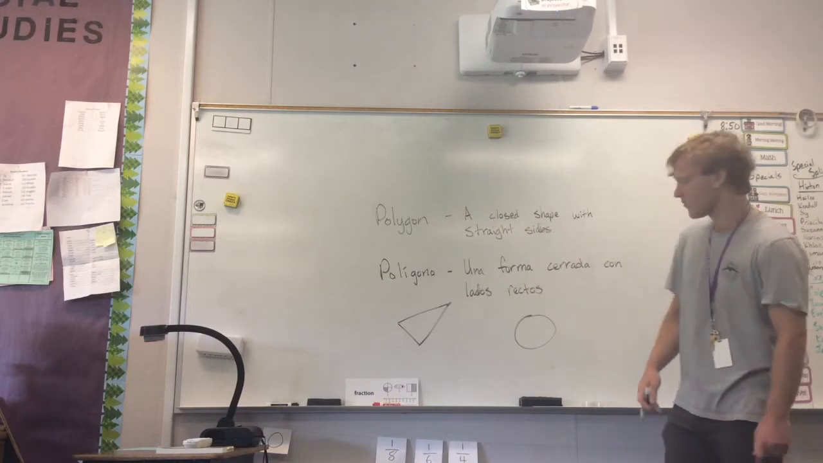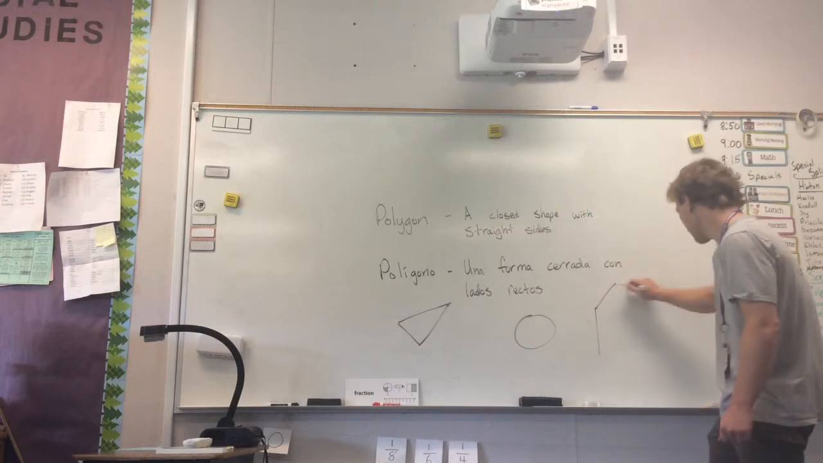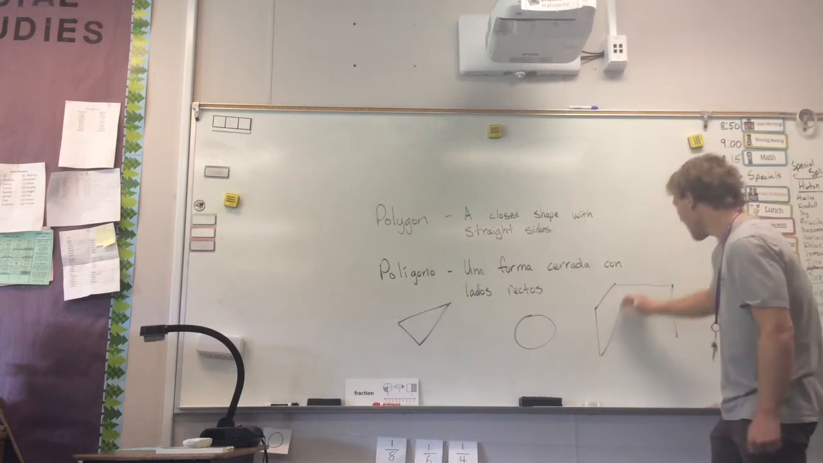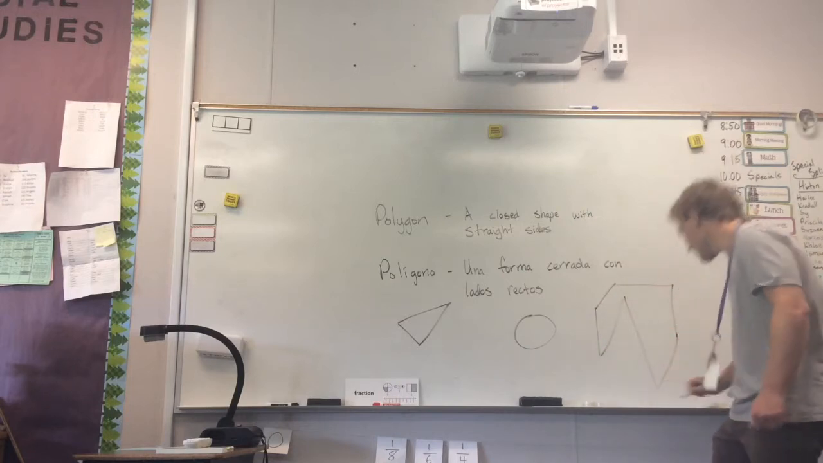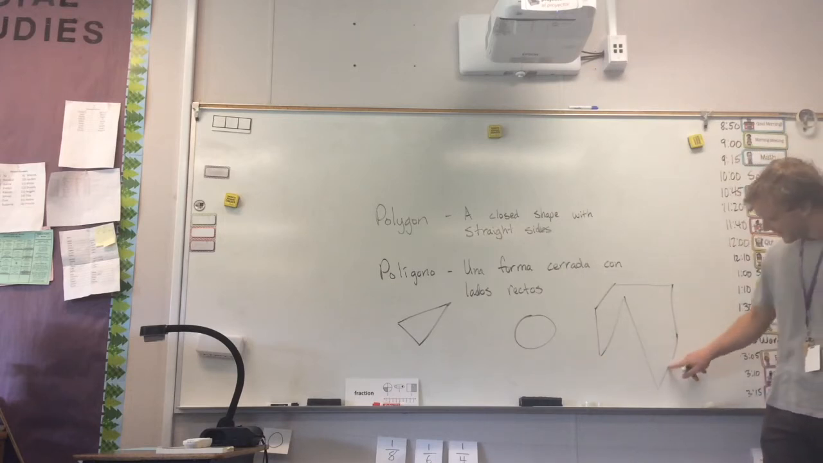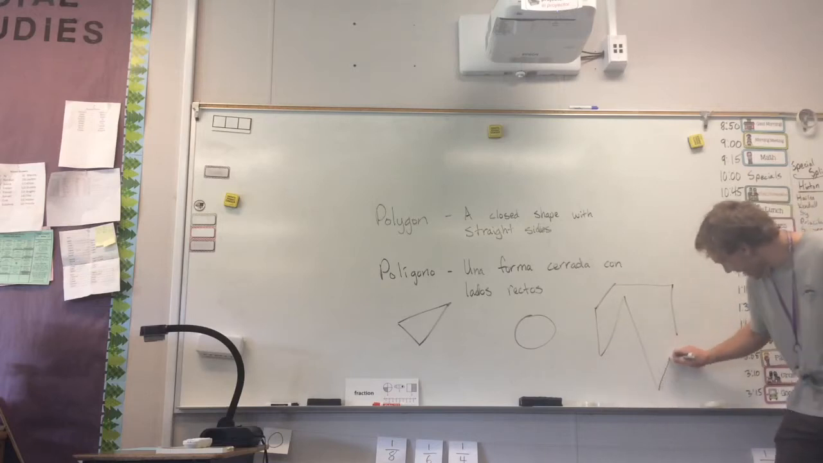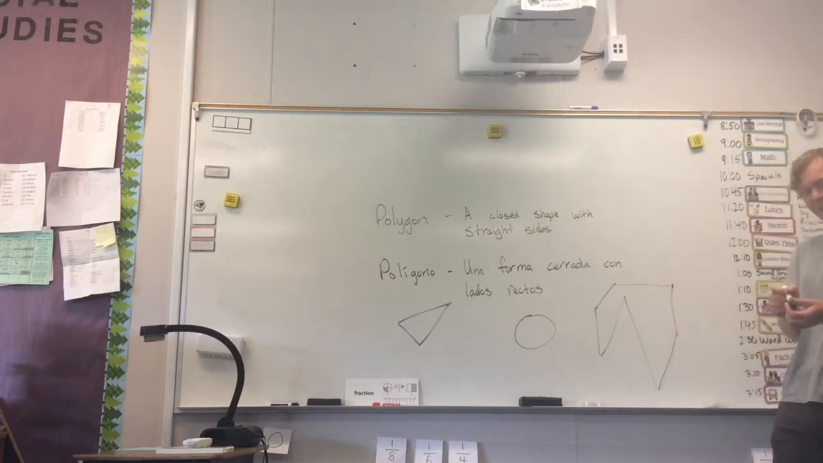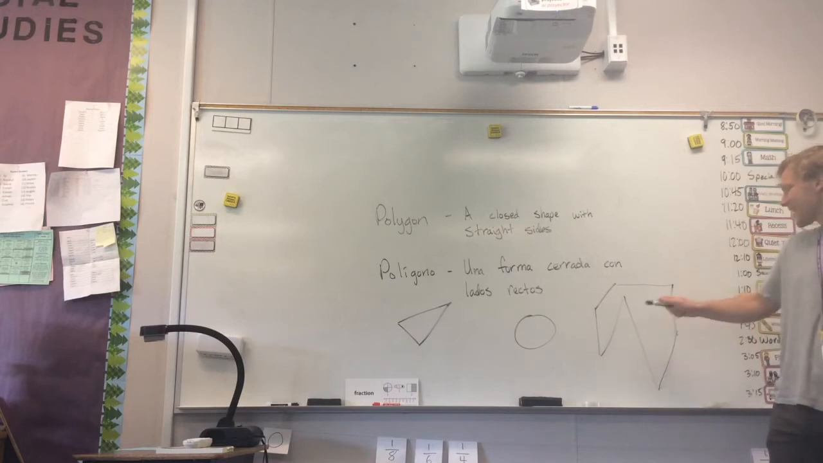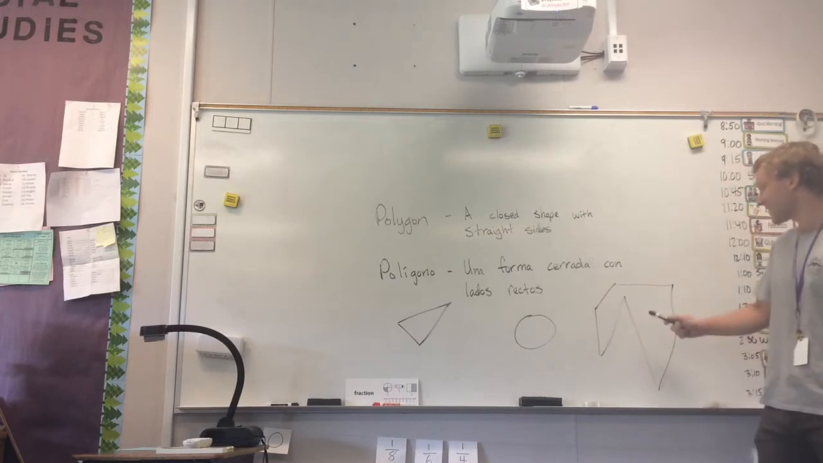Let's give another example of what might be a polygon. We'll give 1, 2, 3, 4, 5, 6, 7 sides. Now, all the sides are supposed to be straight. This one got a little bit wonky. We'll try that again. All right, that's better. This has 7 sides and they're all straight. All sides come together. It's closed. That means this is a polygon.